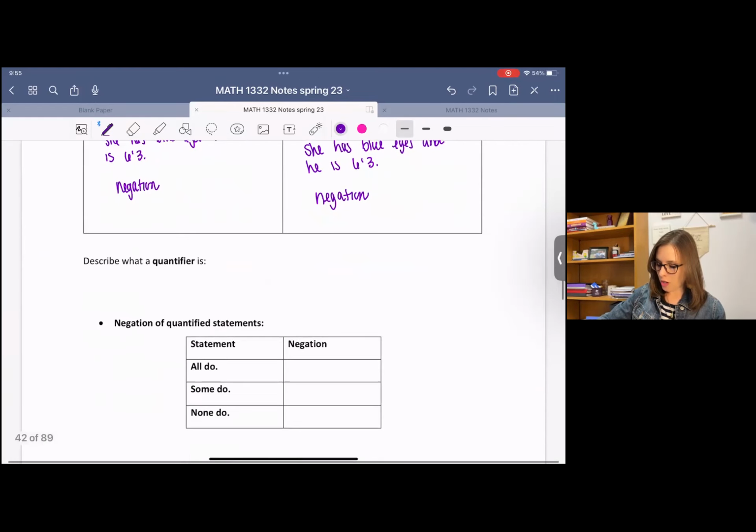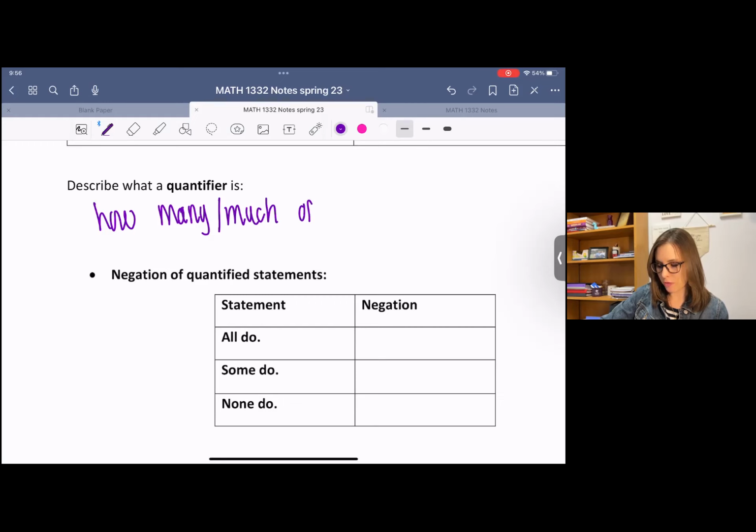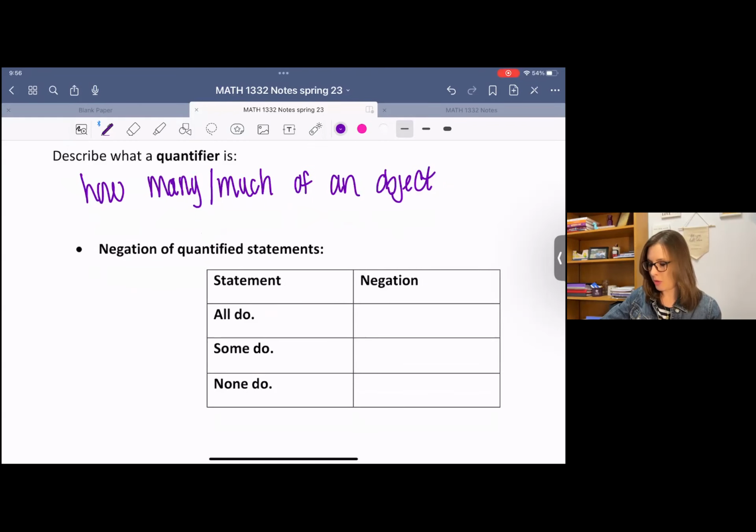Okay, a quantifier. If you think of the word quantity, it means the number of. So a quantifier is describing how many, basically. How many or how much of an object, or a case, we could say.